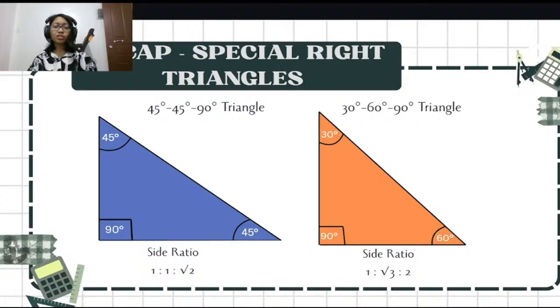Trigonometric functions describe the relationship between the angles and the side lengths of any right triangle. Instead of memorizing side ratios, we use sine, cosine, and tangent to find unknown sides or angles. Let's now explore these trigonometric functions and how they help us solve real-life problems.